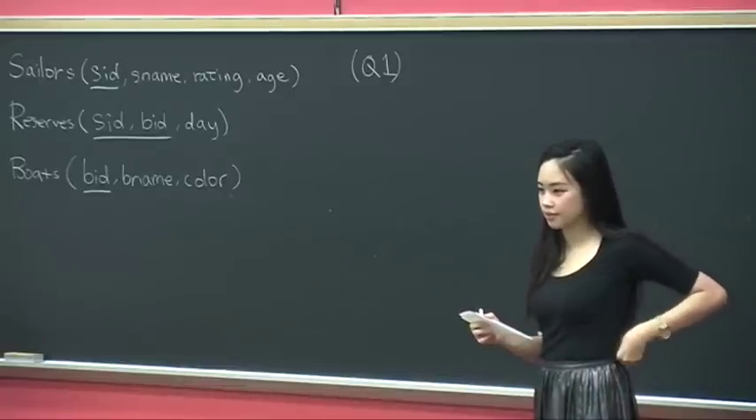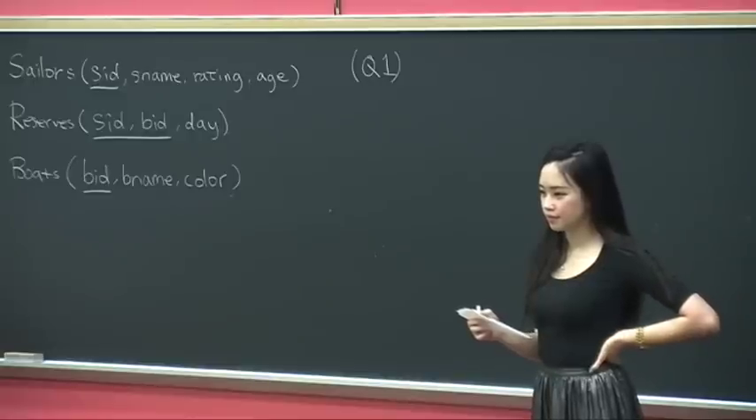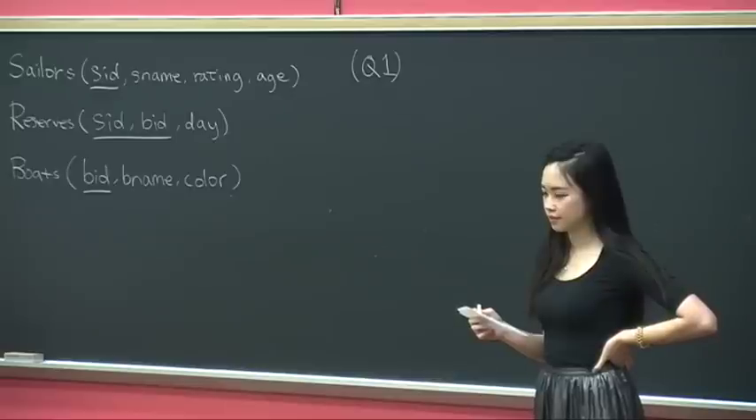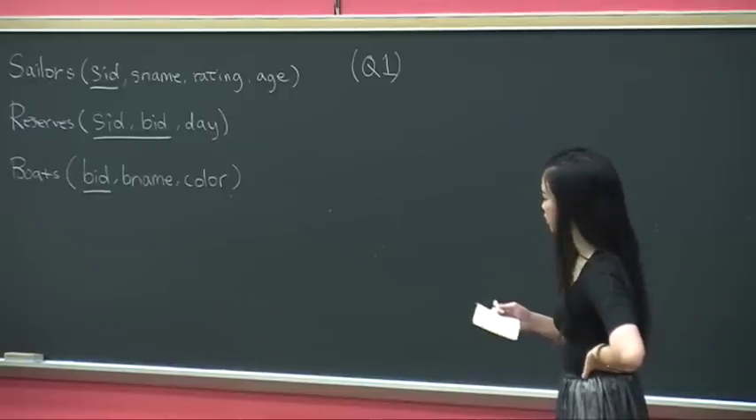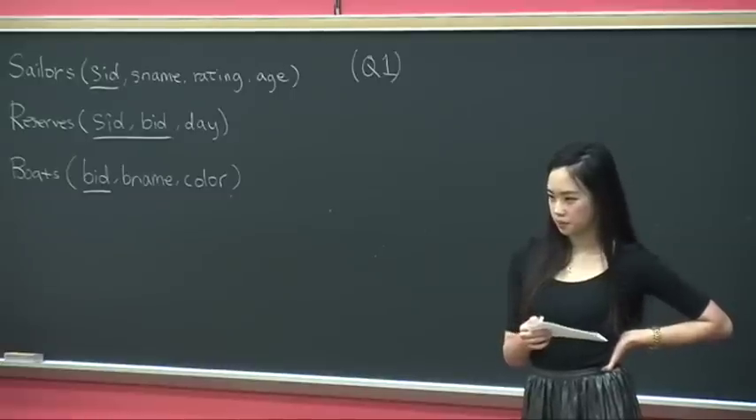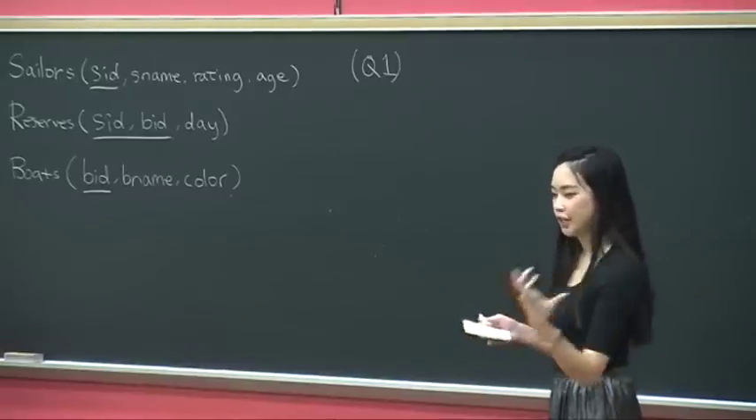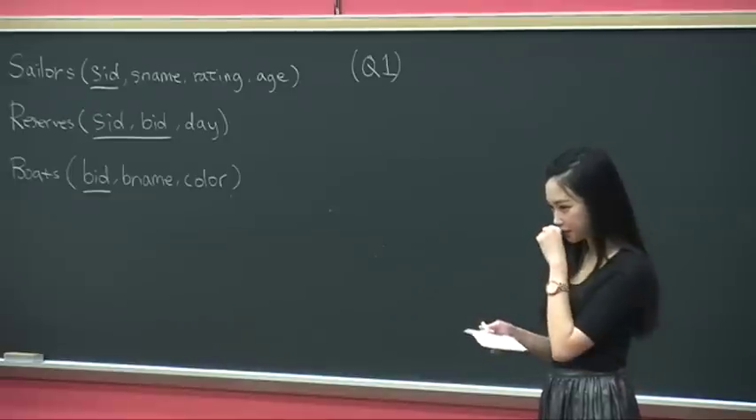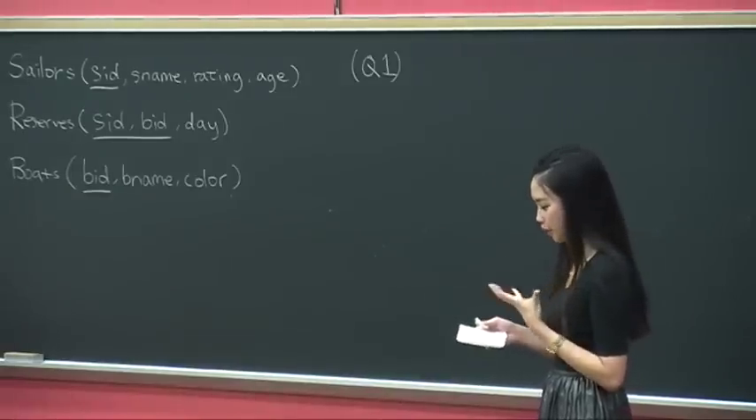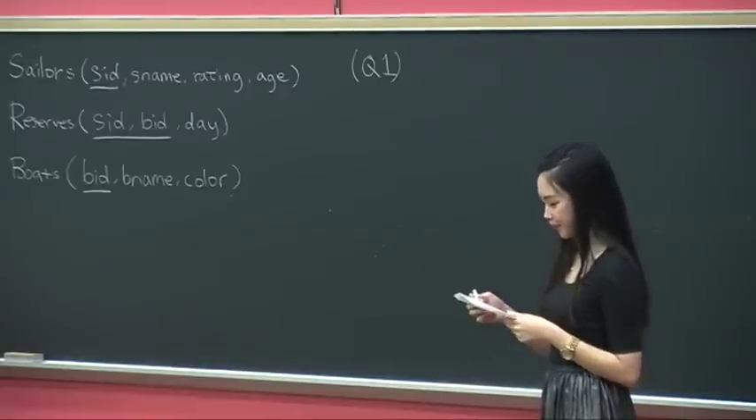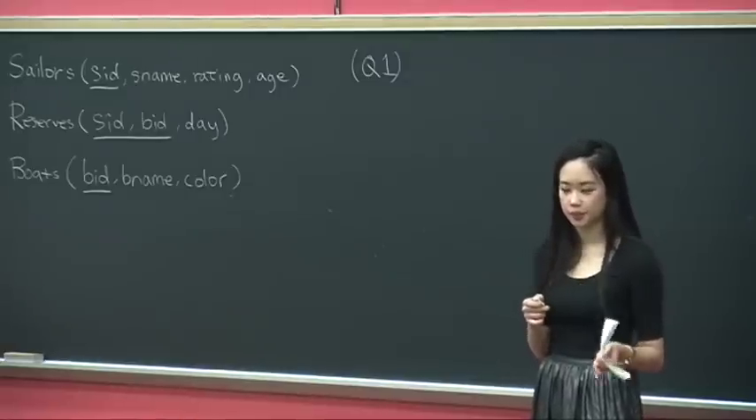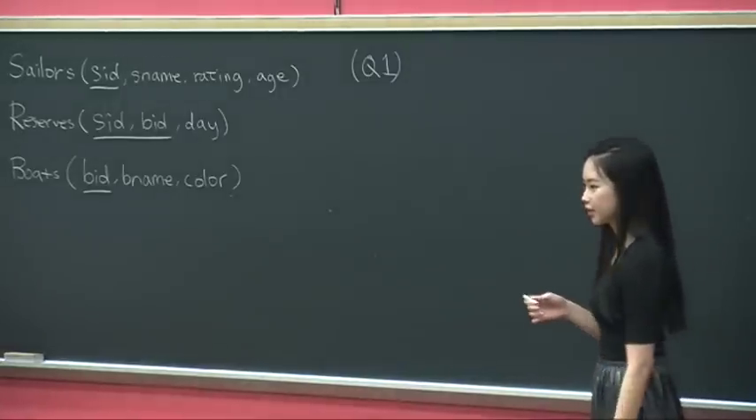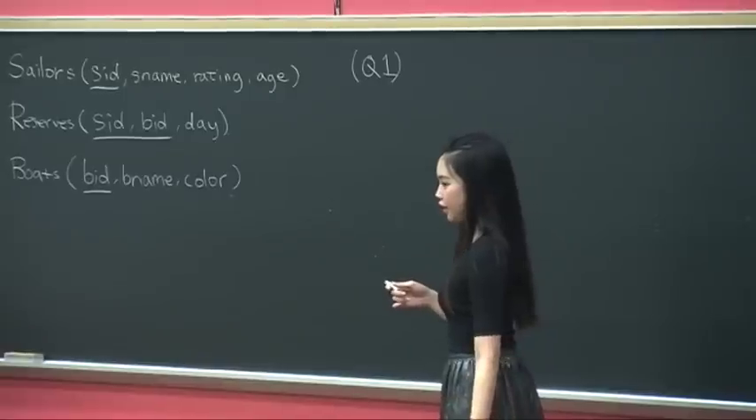Division. Get the list of SIDs. Do we have to do division in this one? Division normally would be like sailors who have reserved all of the boats. If we just want to get the boats with ID 103, let's focus on what we should do to get the boat with ID 103. Selection on BID equal to 103 on table Boats.